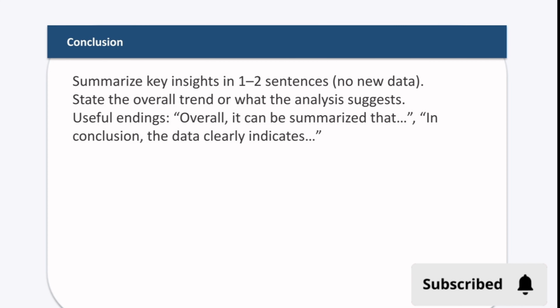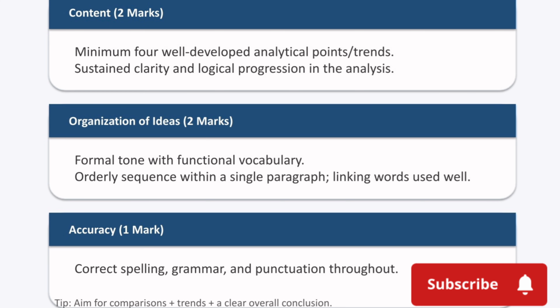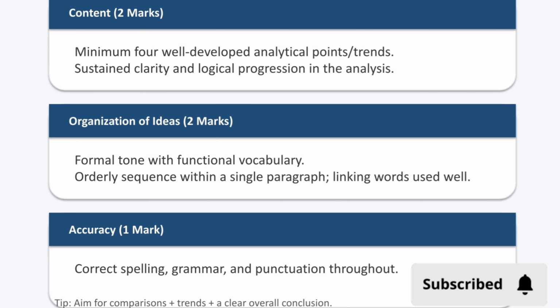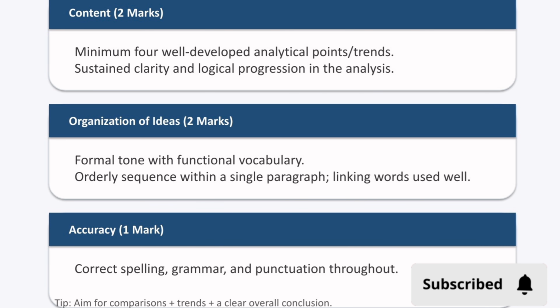The analytical paragraph carries a total of 5 marks. 2 marks are given for content. This includes identifying at least 4 clear analytical points and maintaining logical progression. 2 marks are given for organization of ideas.